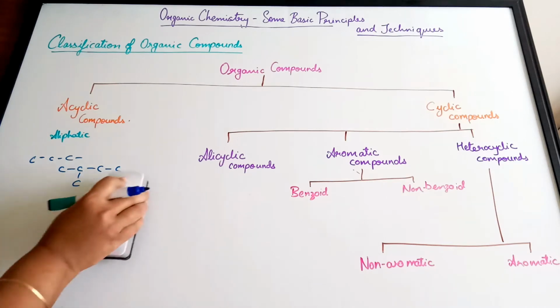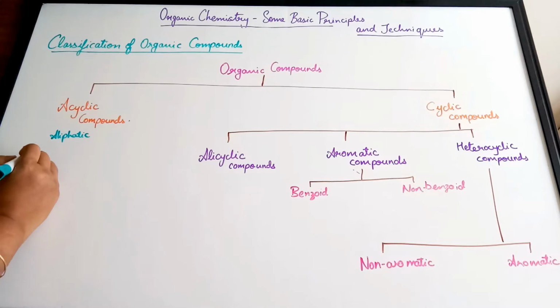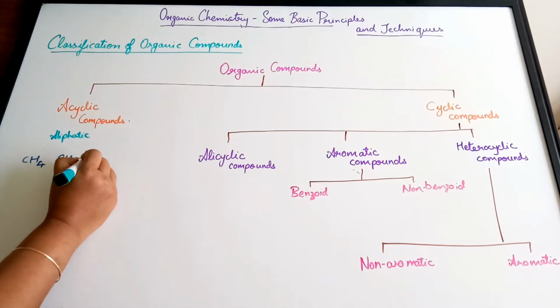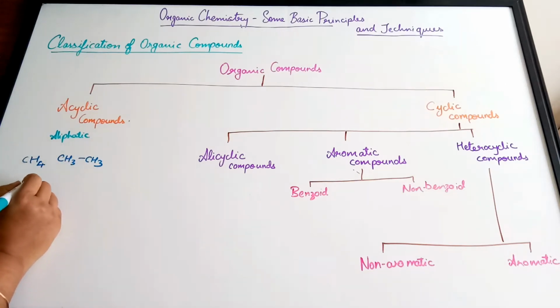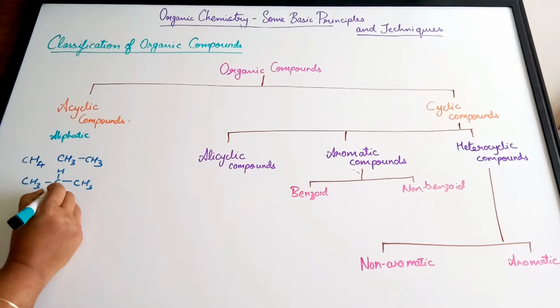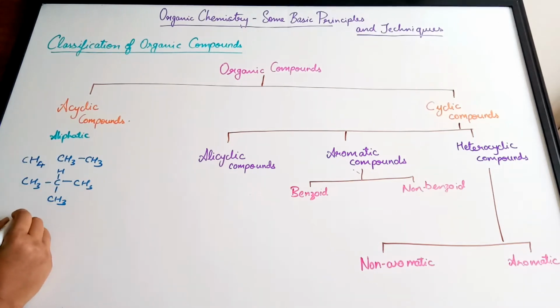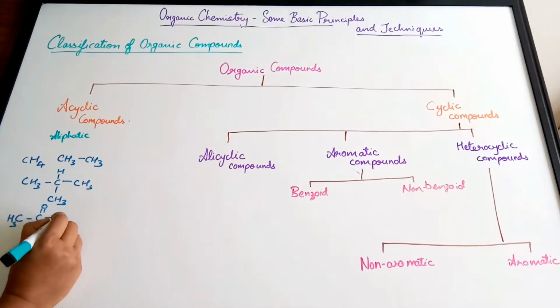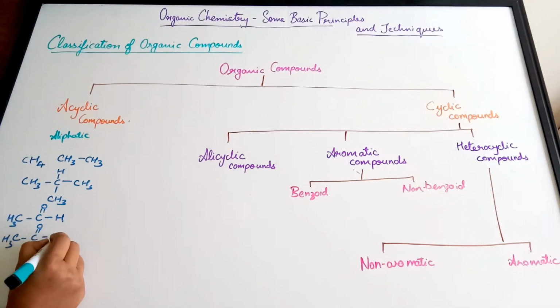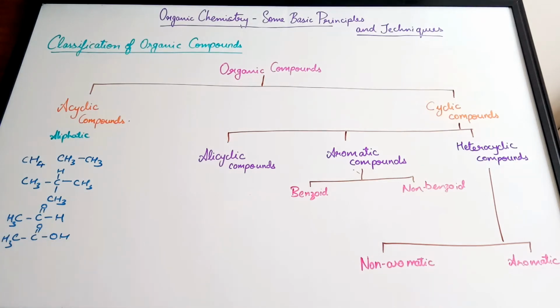Examples of these compounds include methane, ethane, isobutane, acetaldehyde, and then acetic acid. So all of these are open chain, and so they come under aliphatic compounds or acyclic compounds.